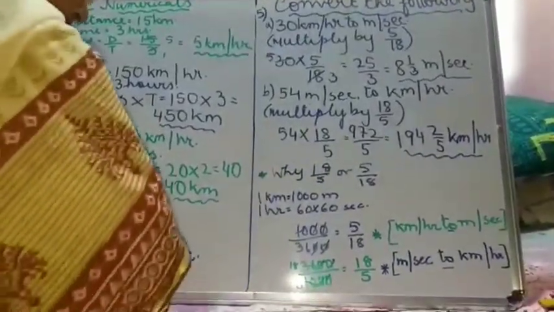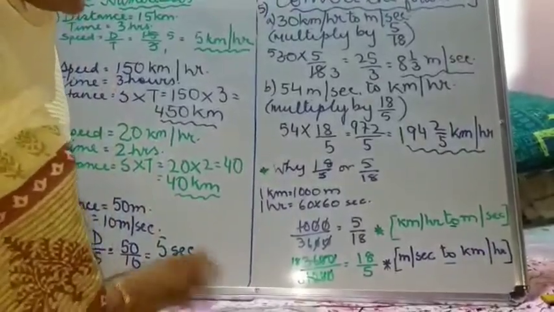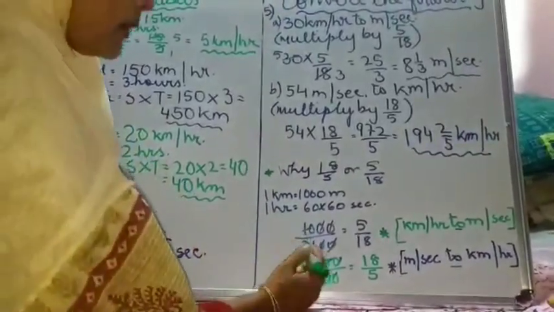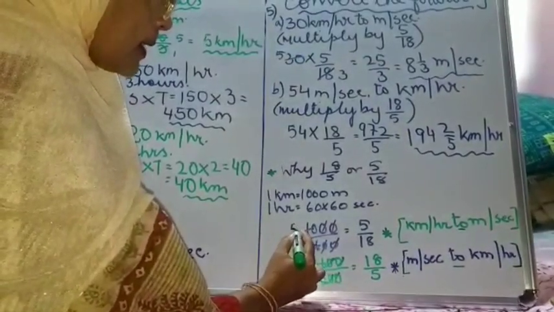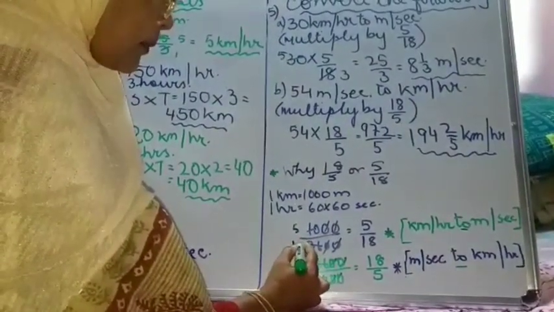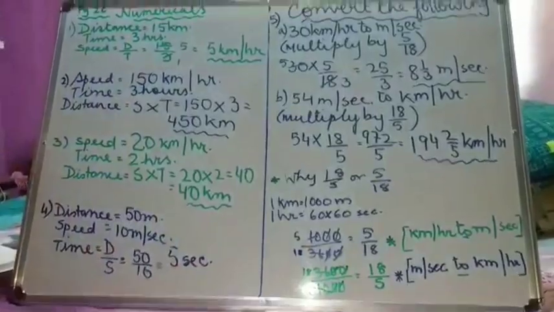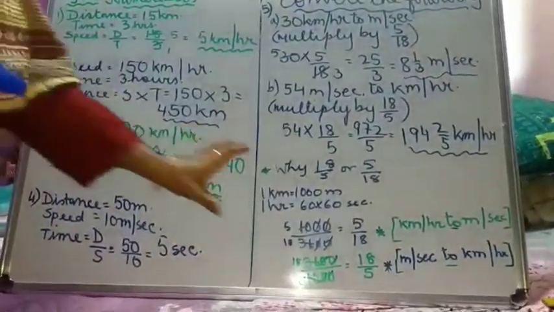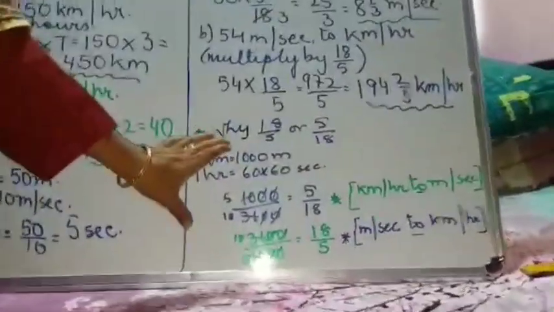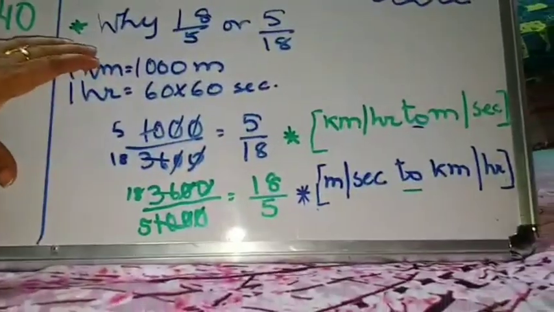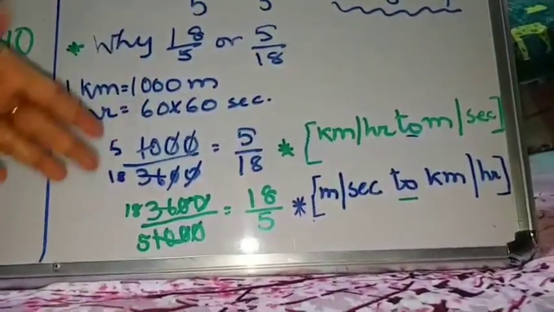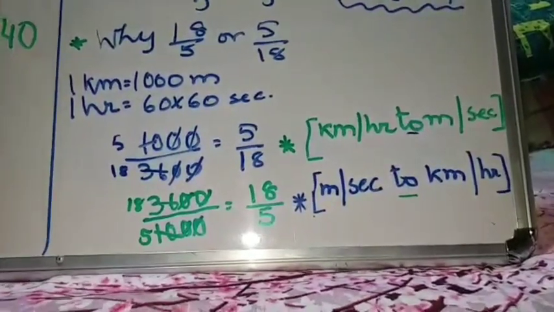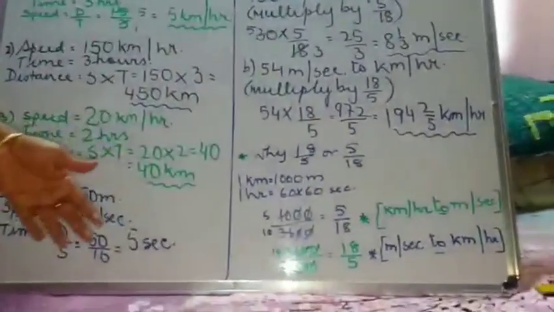And this one you will never forget, because when you go to the higher classes, you will have to face this type of numericals both in physics and in maths. So you can answer them. Do not forget this concept. It's very important for you. Do not forget this concept of why I multiply by 18 by 5 or 5 by 18. Thank you. We'll go on to other questions.